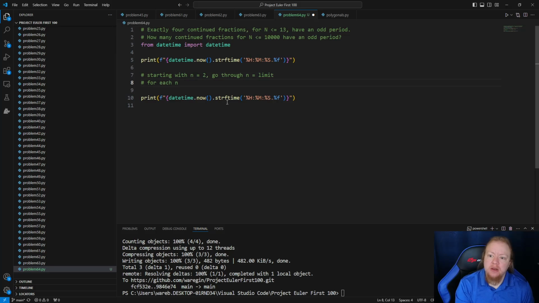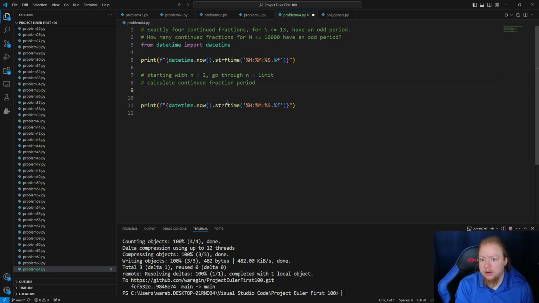For each n, calculate continued fraction period. If period is odd, increment count. Okay, so the algorithm here is relatively simple-ish, if you ignore this part, I guess. It's easy to write in a comment, I should say.